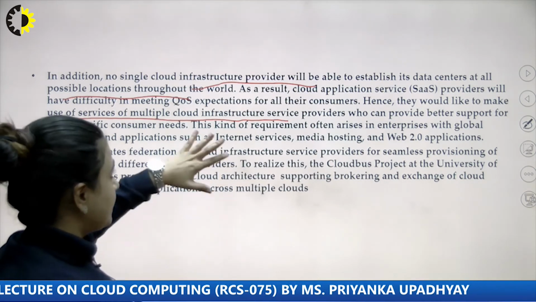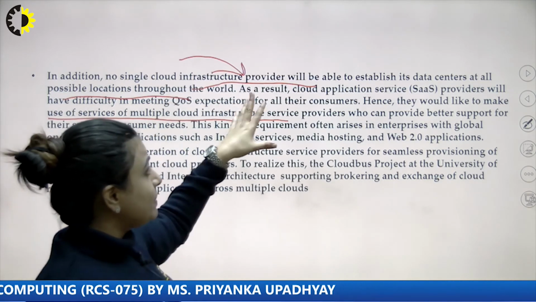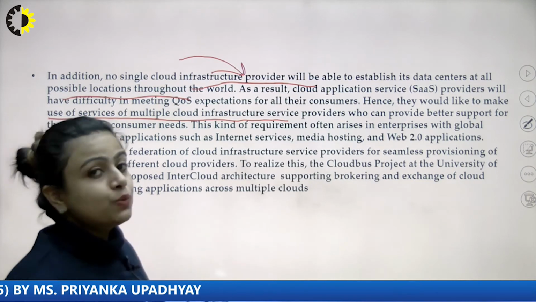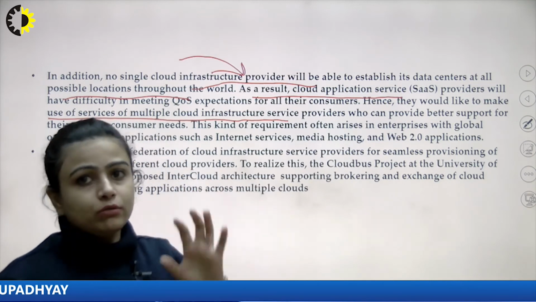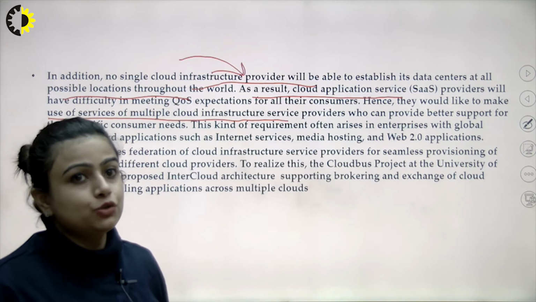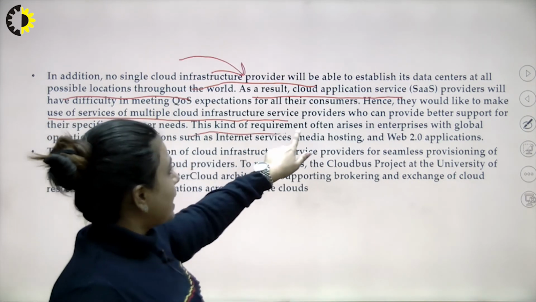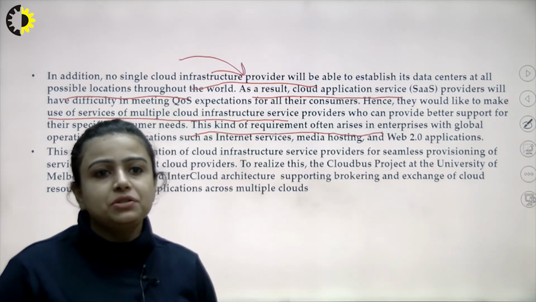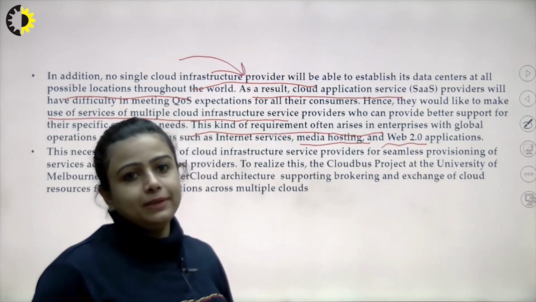Now, this is what we are discussing about the infrastructure provider, infrastructure as a service. They will be able to establish data centers across all the possible locations throughout the world, which ultimately means the application service, meaning software as a service providers, will have difficulty in meeting quality of service expectations. Why? Because now the cloud infrastructure will be everywhere. This kind of requirement often arises in enterprises with global operations and applications such as internet services, media hosting and web 2.0 applications.